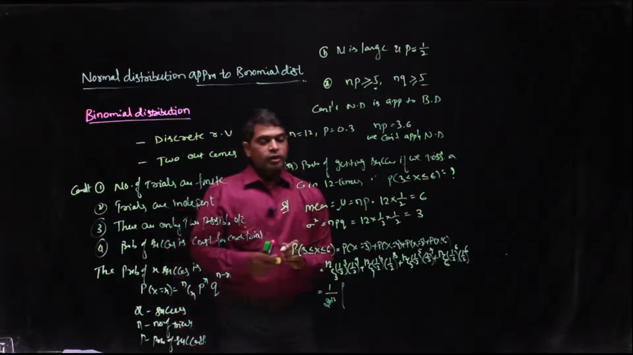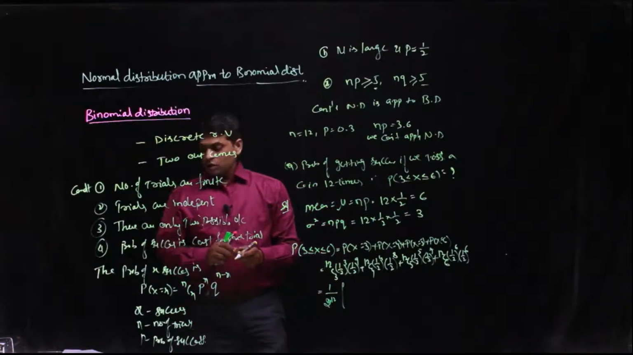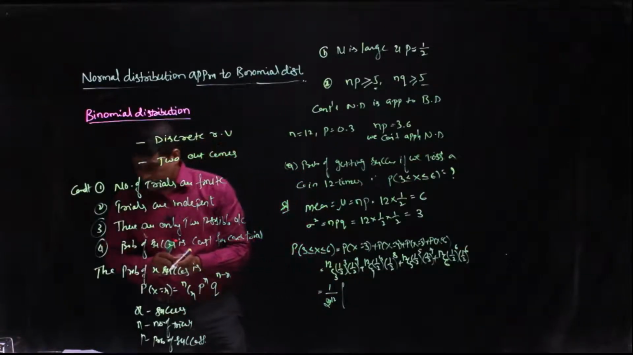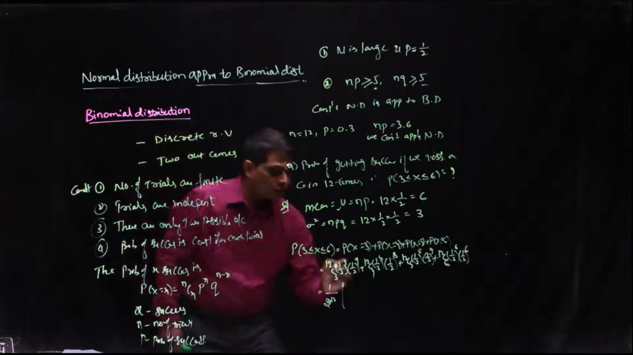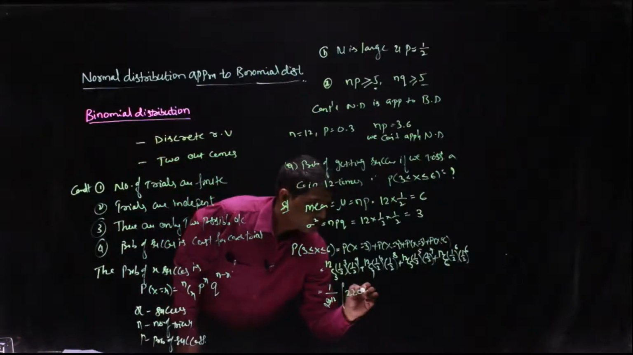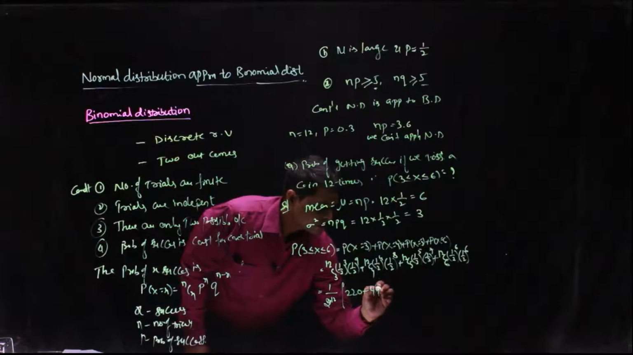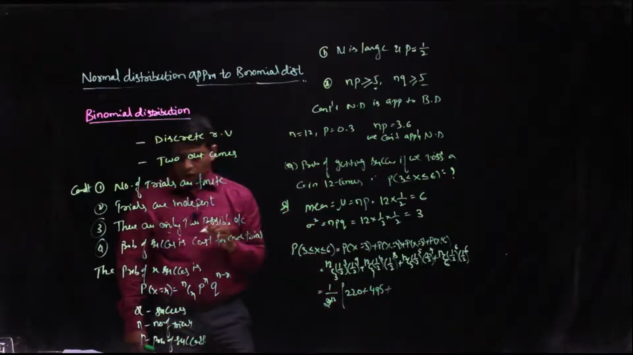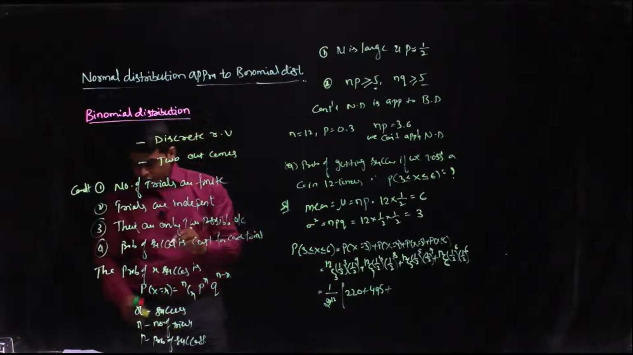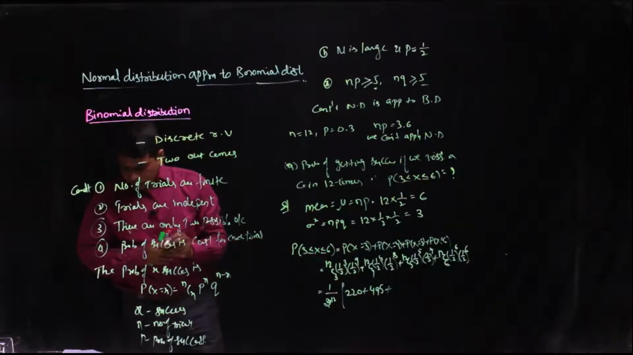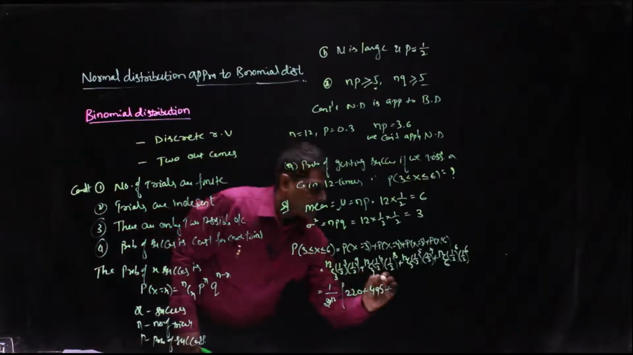Now, calculate the values. 12C3 is 220, plus 12C4 is 495, and 12C5 is 792.